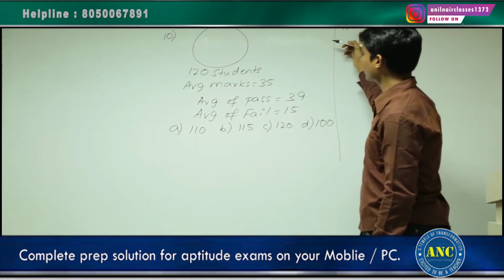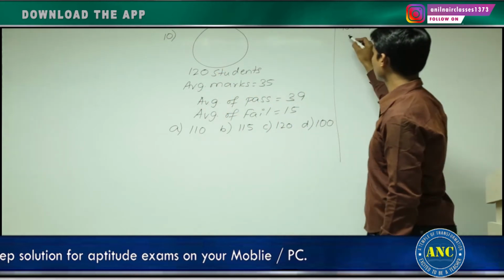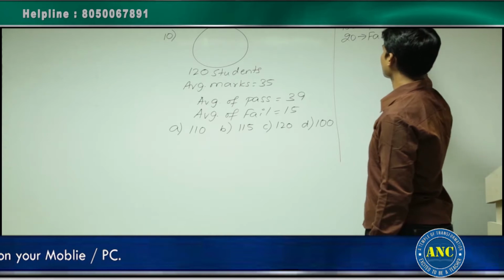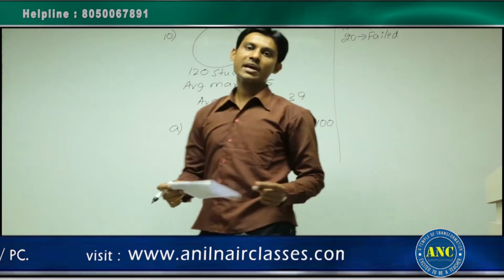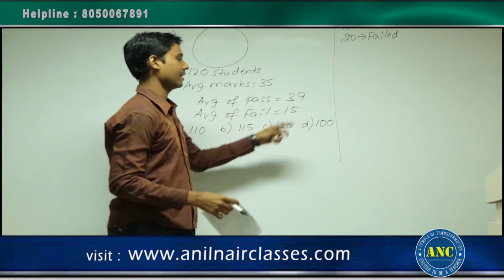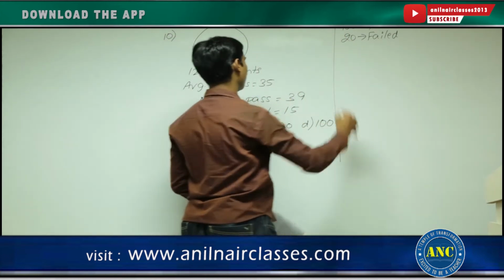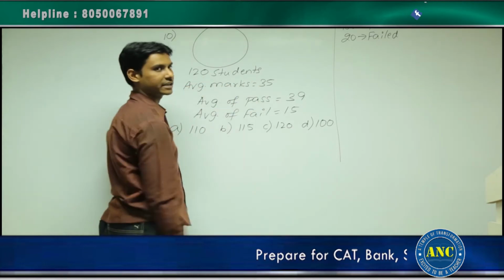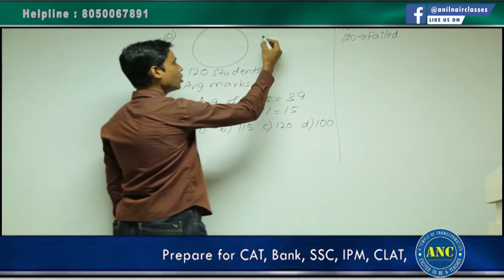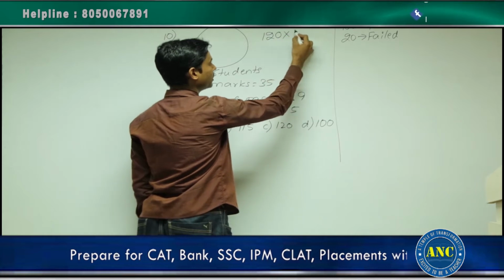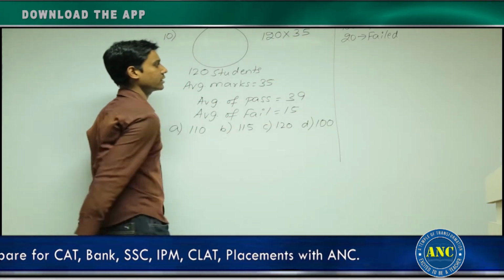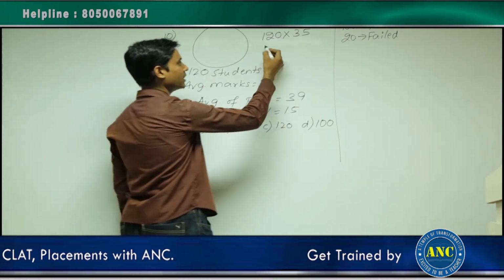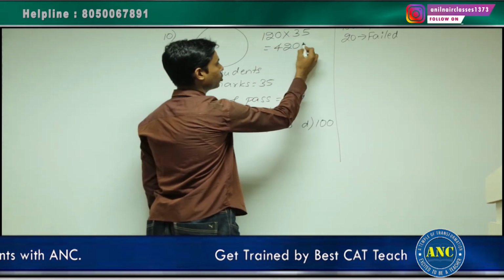If 100 passed the examination, out of totally 120 students, the remaining 20 students failed the examination. Now see here. The average of passed candidates is 39. First of all, 120 students are there. The average mark is 35. That means the total marks all the 120 students got is 120 into 35. 120 into 35 is 4,200.